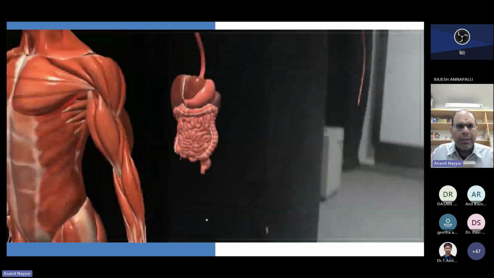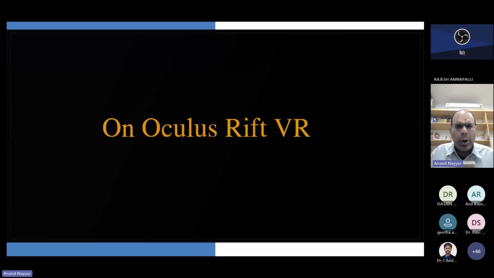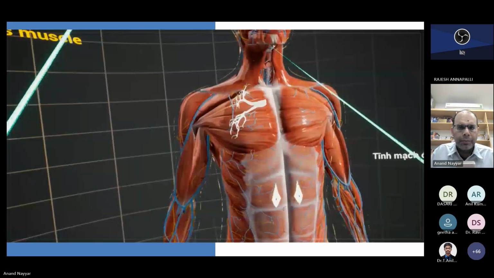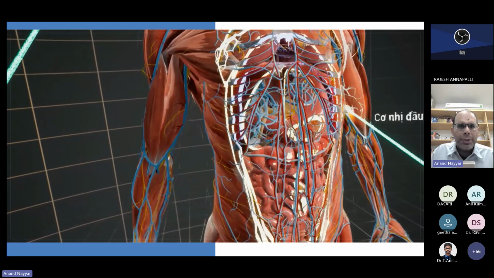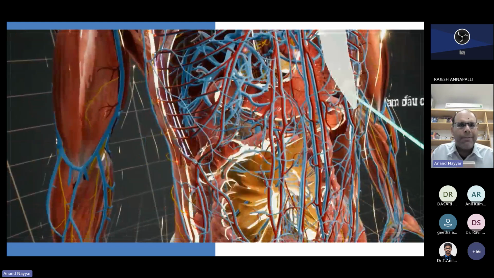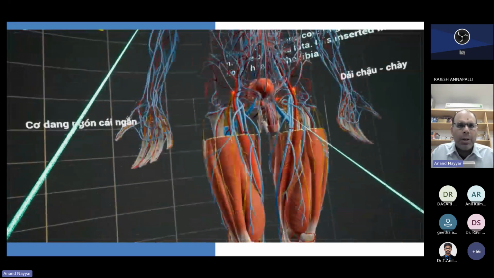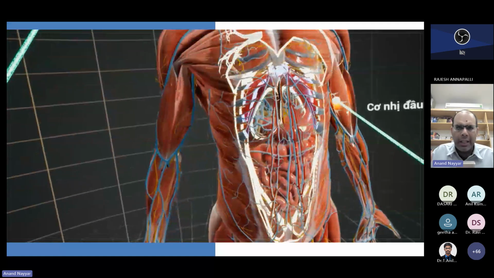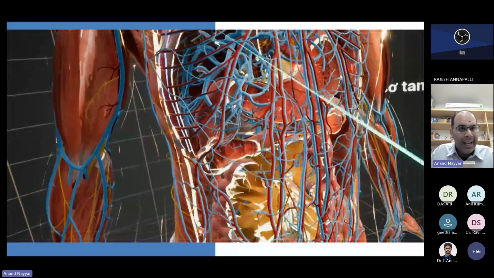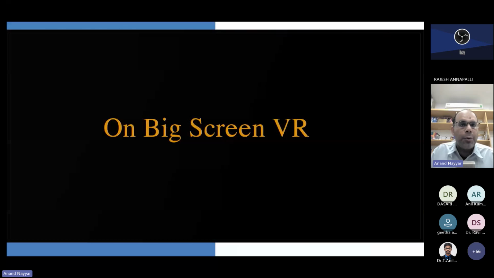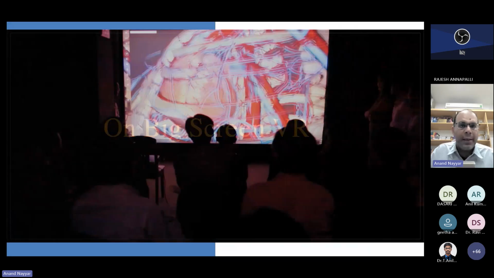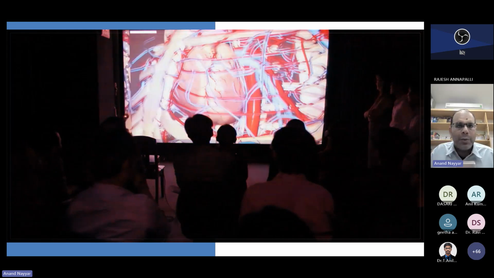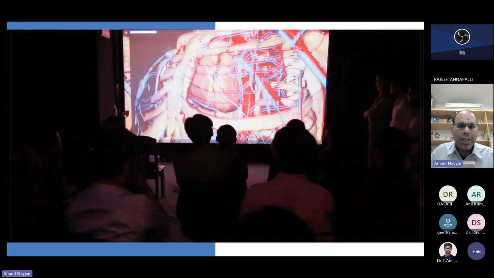So I have the state of the art lab in our university, and this is with Oculus Rift VR, that is from Meta. This has taken us 2 years to build up this project, and right now more than 25 universities in Vietnam, 6 universities in Thailand, 5 universities in Taiwan and 2 universities in Hong Kong are well integrated, and we are getting lots of requests from various foreign universities to have this integration for their medical students. So you can see this is about a 100 inch VR screen, and this is where we are doing our projects.